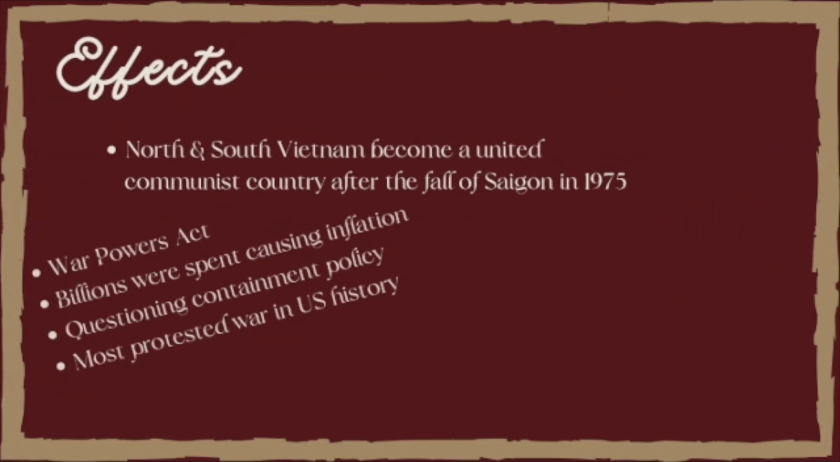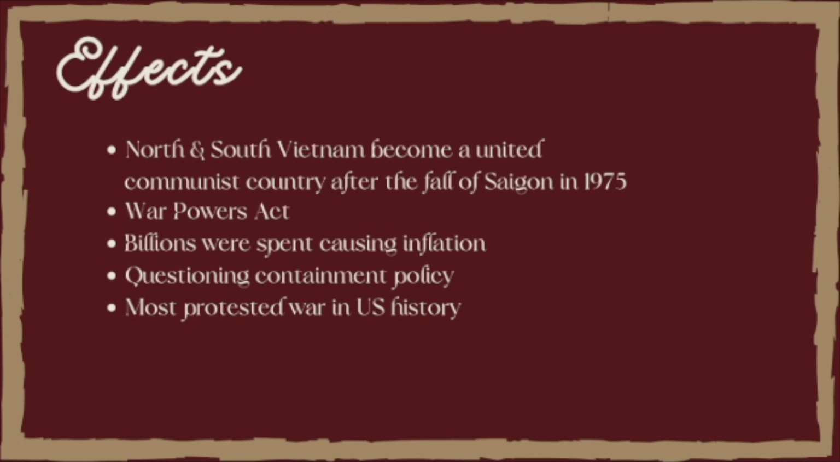Which is going to lead us to the effects here. Eventually, when the war is over, right now we have a North and South Vietnam. But with the fall of the South capital city of Saigon in 1975, it's going to become a unified country, just Vietnam, but it's going to be a communist country. And today it's no longer called Saigon. It's after the Vietnamese leader. It's called Ho Chi Minh City.